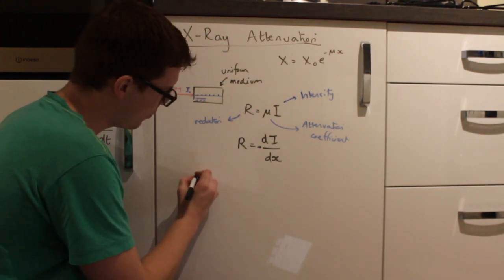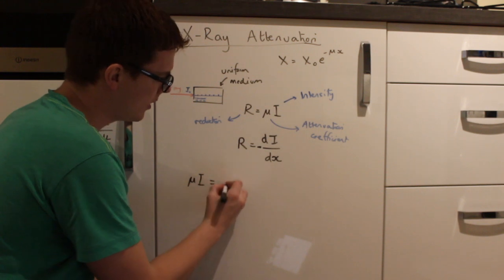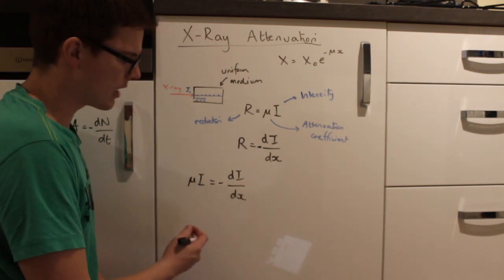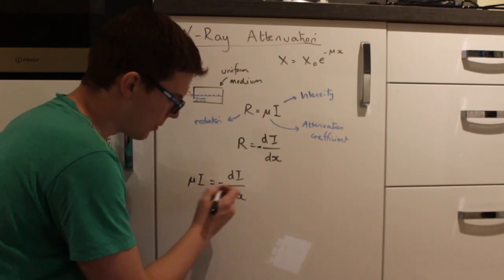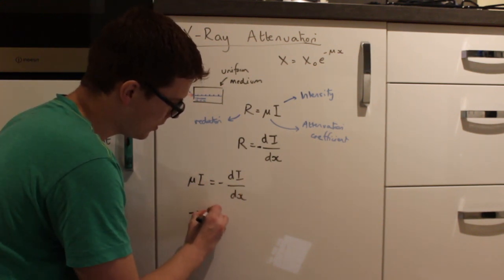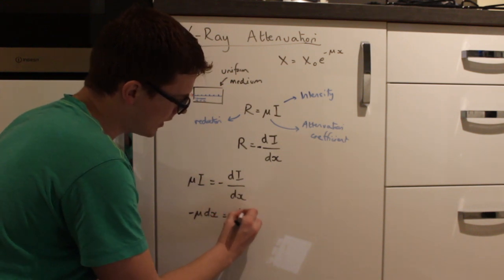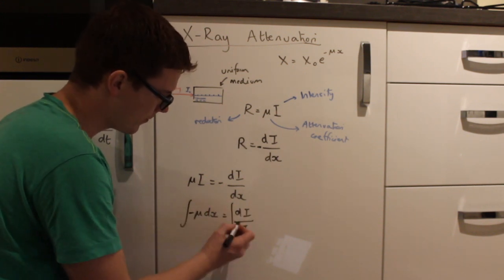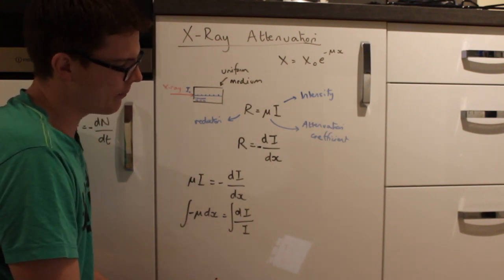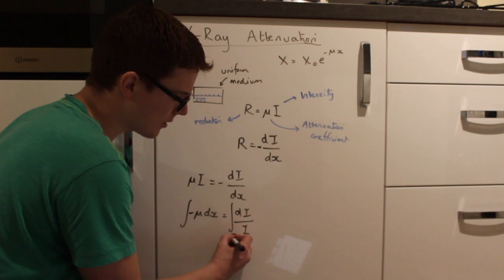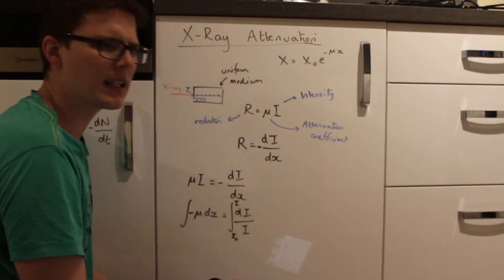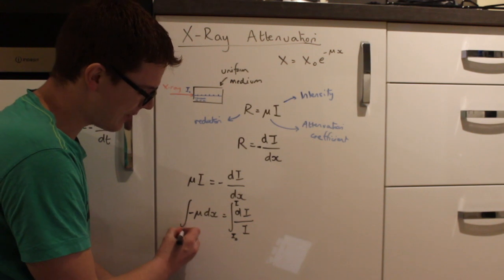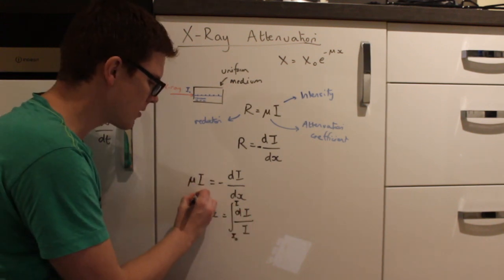Okay, so we're going to say that mu I equals negative dI by dx. If you rearrange that so you've got dI on the right hand side and dx over here, and the minus over here as well, we get minus mu dx is equal to dI over I, at which point we need to integrate between two different limits. We start off with a maximum intensity, I naught, and go to some intensity later on, I, which is a function of distance. Similarly, we start off at distance 0, we haven't penetrated into the material at all yet, to some distance x.